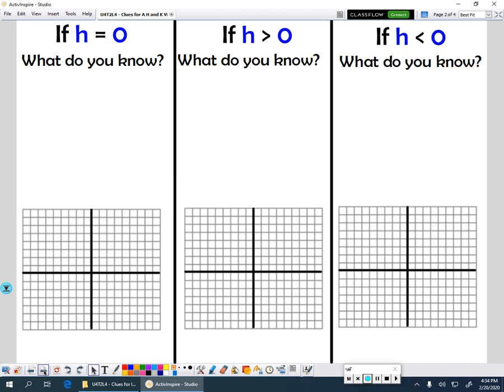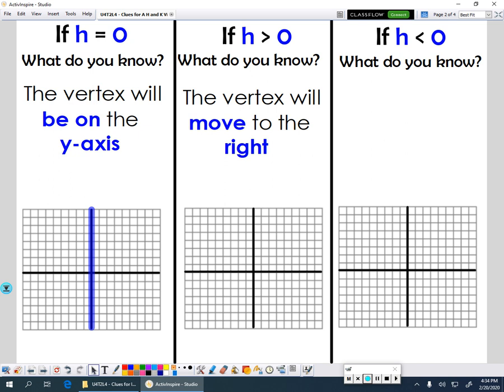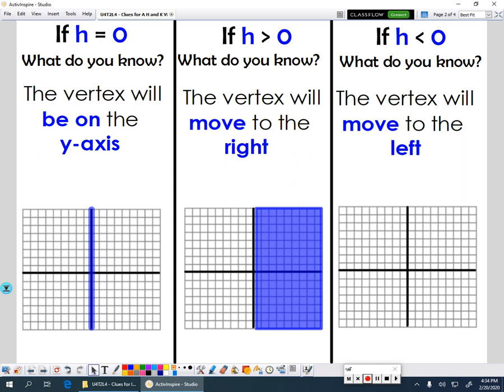Now let's talk about H. Our H value controls the movement of the vertex either to the left or to the right. So if our H value is 0, that means it doesn't move at all, left or right, and our vertex will be located on the y-axis, somewhere along this blue line here. Now if H is greater than 0, then we know our vertex is going to move to the right. So our vertex will be located somewhere on this side. And finally, if our H value is less than 0, that means the vertex moves to the left. And so again, the vertex of our parabola will be somewhere on this side of the y-axis.